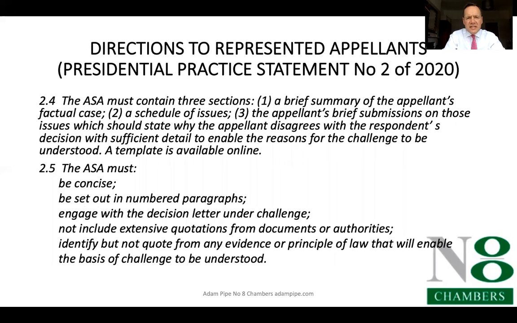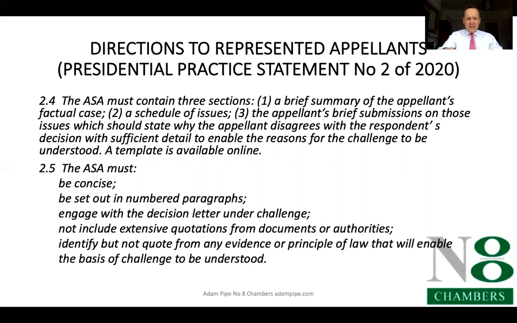So as I said, we've seen the appeal skeleton argument become more important now as a result of the new practice directions we've seen coming out since the coronavirus pandemic. Now, we've all seen the FTT have sort of shifted their position. At first, the appeal skeleton argument was to be a comprehensive document, or that's what we all thought. Now this emphasis on a brief summary. This is the directions to represented appellants that follow Presidential Practice Statement number 2 of 2020. And this is for those appeals lodged using the online system.